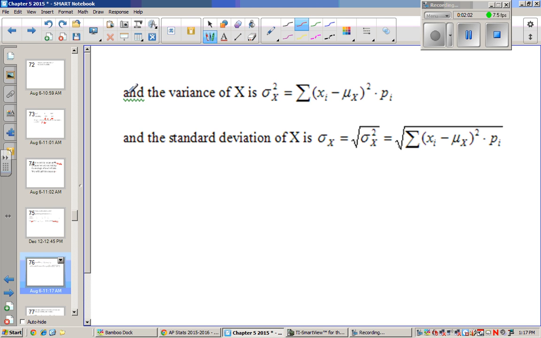There's two other formulas that we need to know. The variance is going to be the sum of each x minus its mean squared times its probability. And in order to find the standard deviation, we just have to square root that value. It won't make much sense right now. Right now, it's just good to write down the formulas, and then we'll go through them.